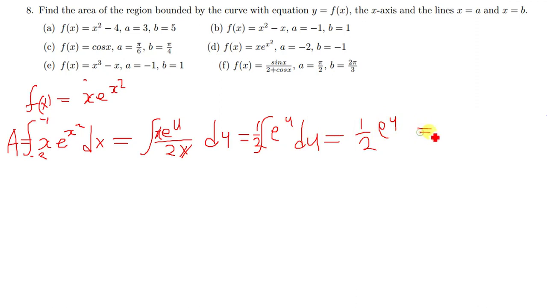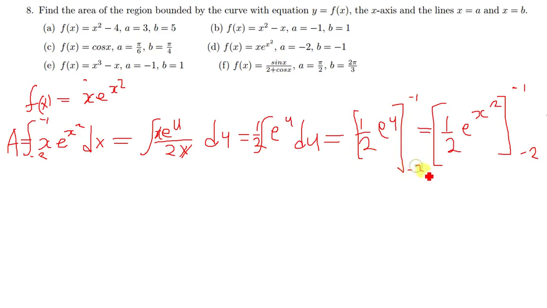which is just the same as half e to the power x squared. And then the limits there that have been given are -1, -2. Don't forget to put your limits, -1, -2. So these are your limits.